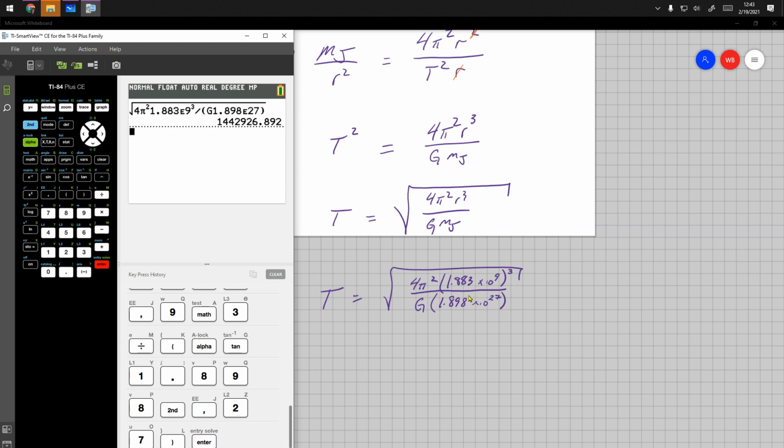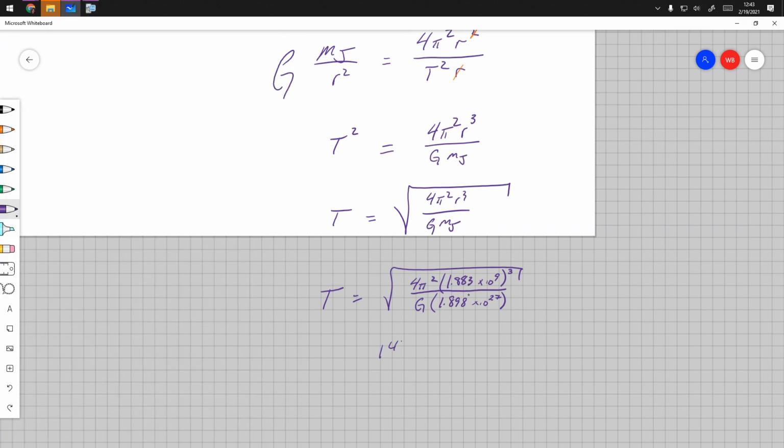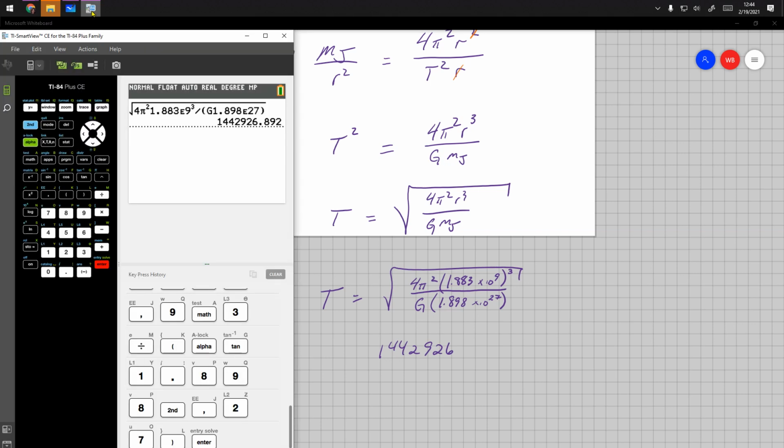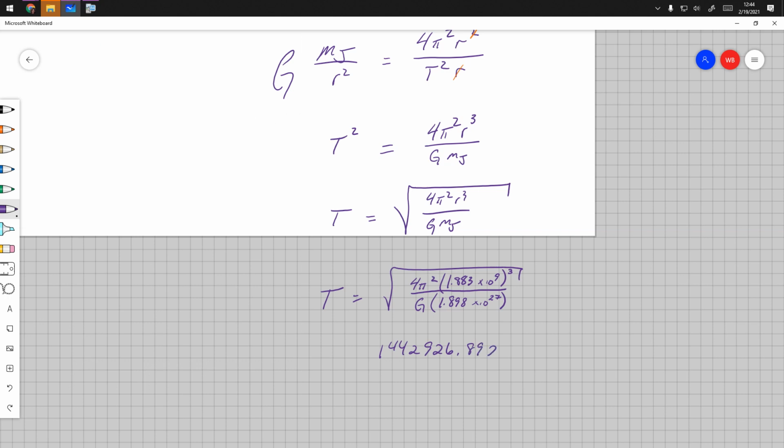And I get 1,442,926, and then some change there, right? 926.892. That's a time value there, so that's in seconds there. So I'm going to put in some commas there for you. And so we know that that's in seconds because that's the SI unit for any time value, and I only had SI units here. I can go back and double check all that, but that's only SI units.